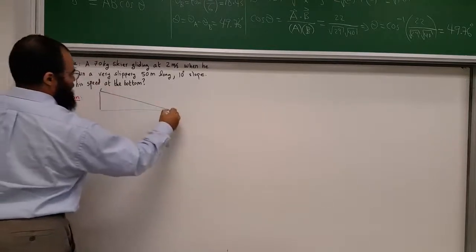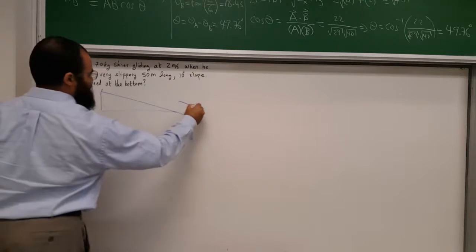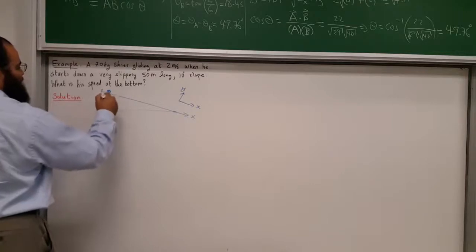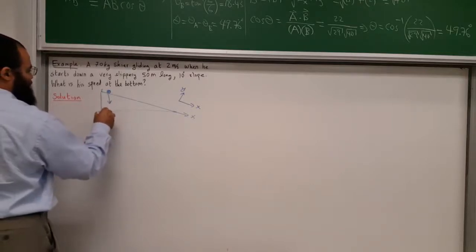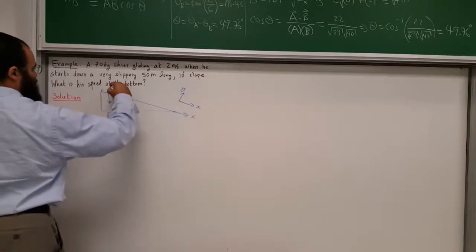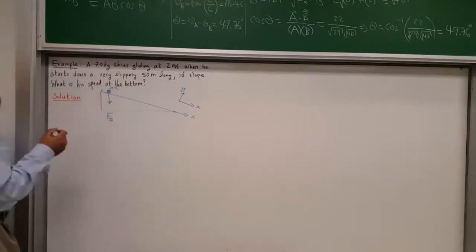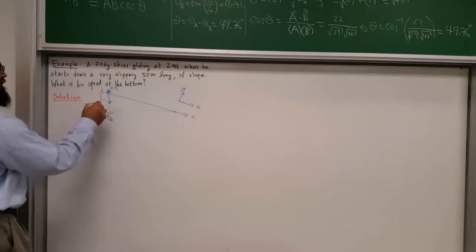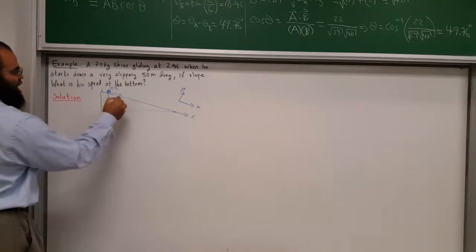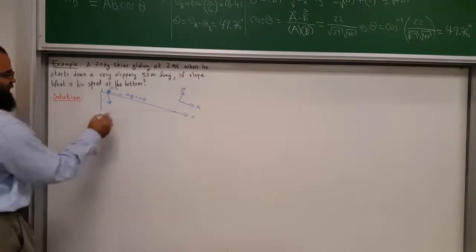So this is our x-axis this way, parallel to the slope, and the y-axis is perpendicular to it. Here is the skier, and the forces acting on the skier are the force of gravity, and the normal force this way. What causes the acceleration is the component of gravity along the slope. It's mg sine theta along the x direction.